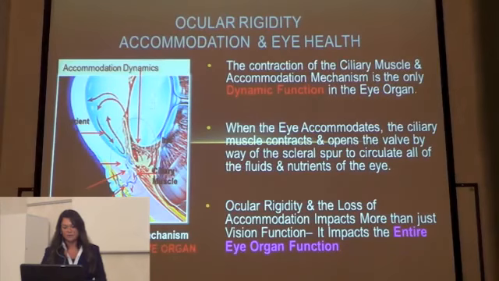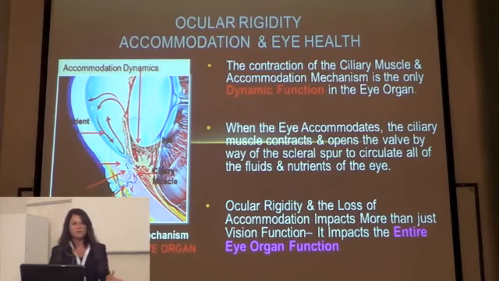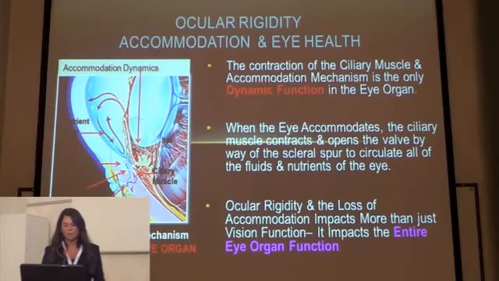This is actually an adaptation of an article by Ross Ethier, who studied ocular rigidity as it relates to accommodation and eye health. I lost the reference here, but I will have it in my references. The contraction of the ciliary muscle is not only for the dynamic function of vision, but also for the eye as an organ. When the eye accommodates, the ciliary muscle contracts, it opens the valve by way of the scleral spur, and it circulates all the fluids and the nutrients of the eye.